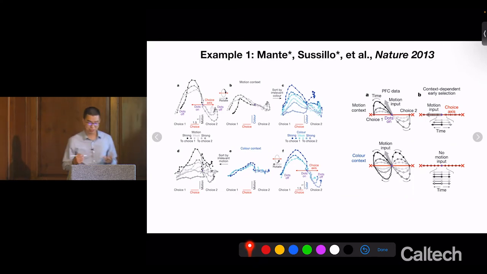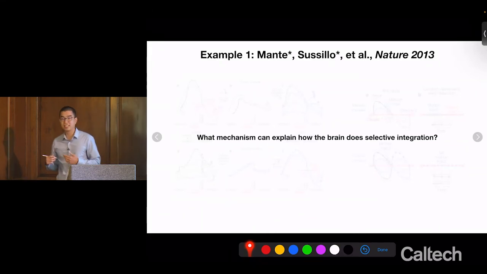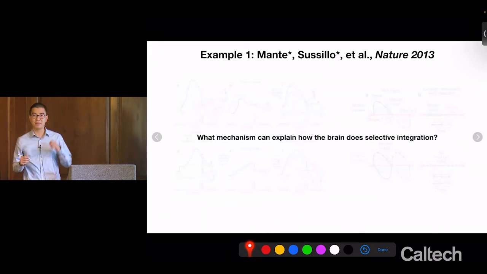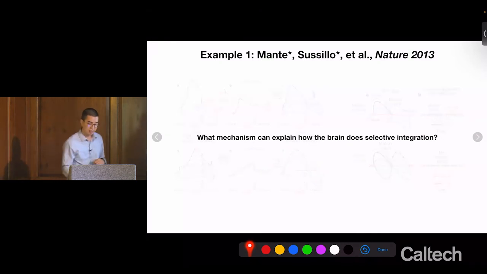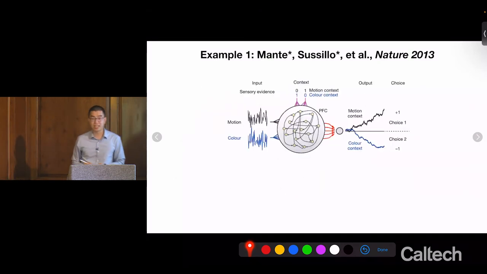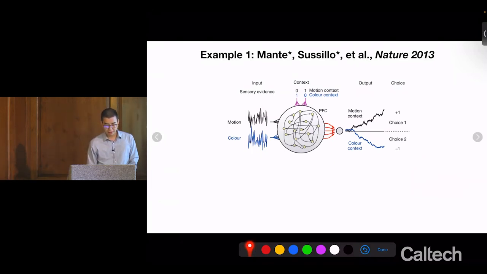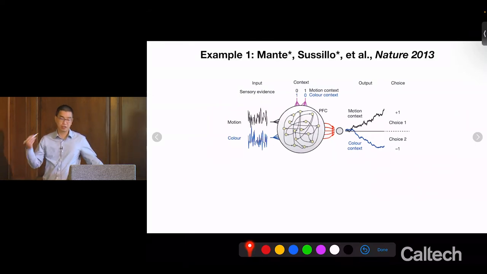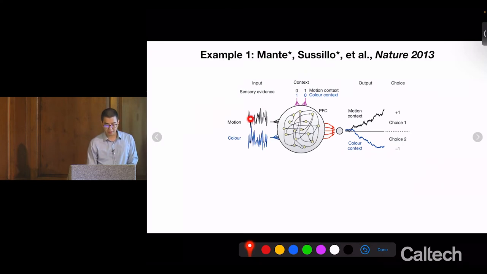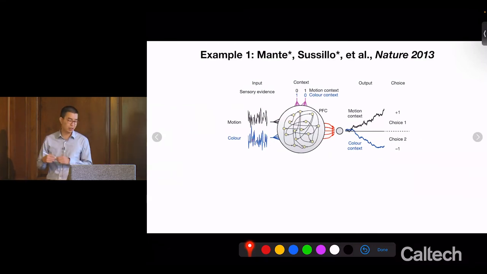This data was complex enough that, to model how the brain does this selective integration, where it pays attention to color or motion and then makes the correct choice, they ended up training a recurrent neural network to do this task. And so this RNN is going to receive two input streams corresponding to the motion and the color coherence. These streams are going to be noisy since the stimulus is also noisy, but their mean activity is going to be the coherence of the motion and the coherence of the color.